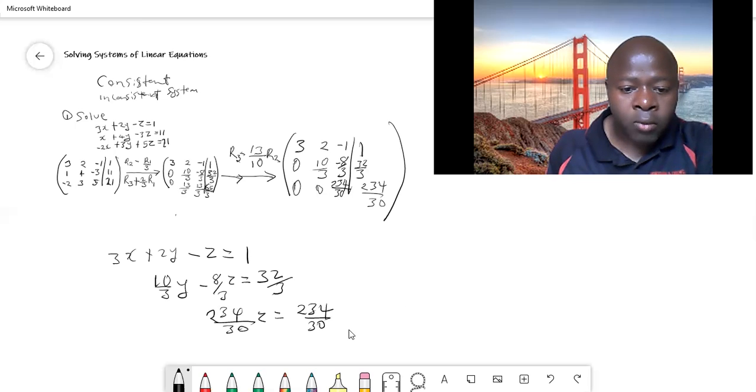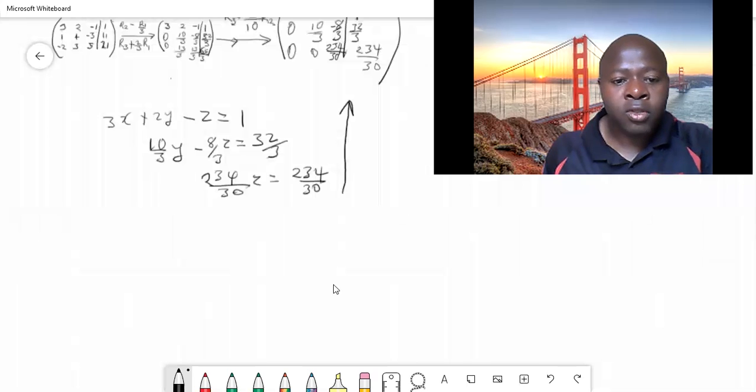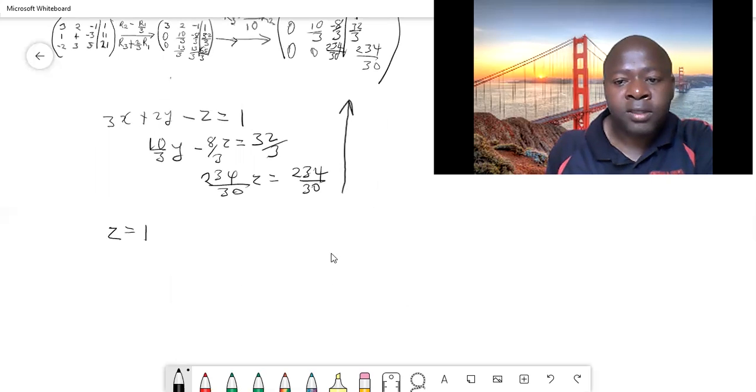Now, at this point, we solve from the bottom going up. So solving from the bottom, the last equation here, we can see that it implies z equals 1, because you just multiply by the reciprocal of this on both sides. So z will be 1.